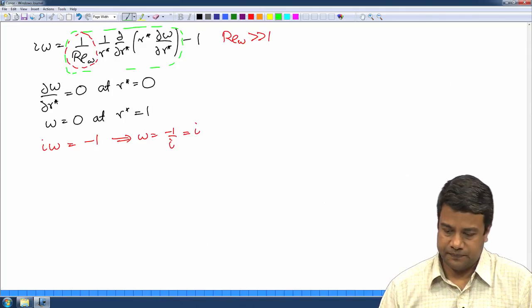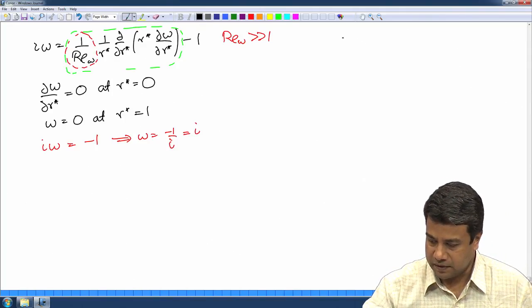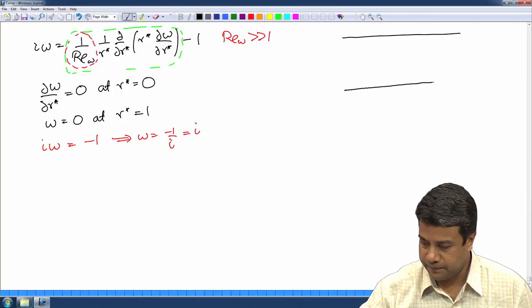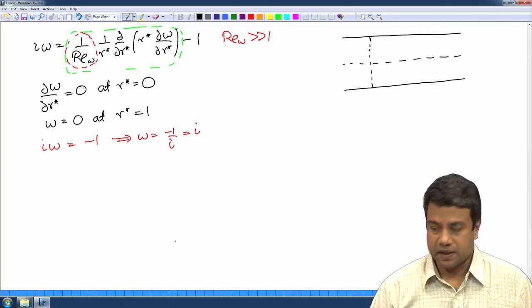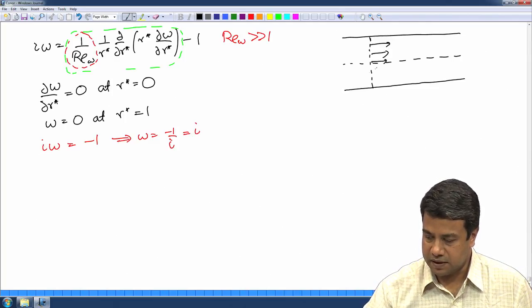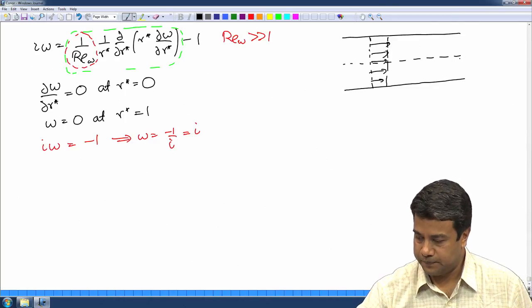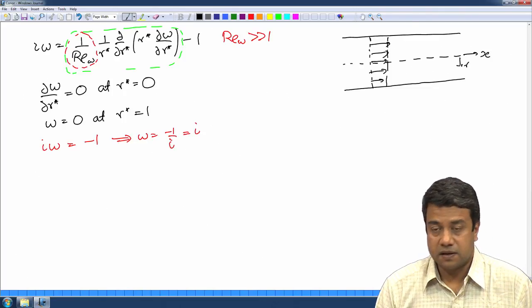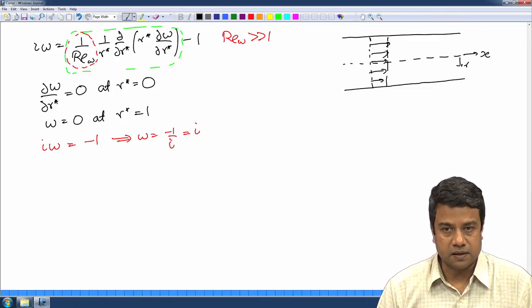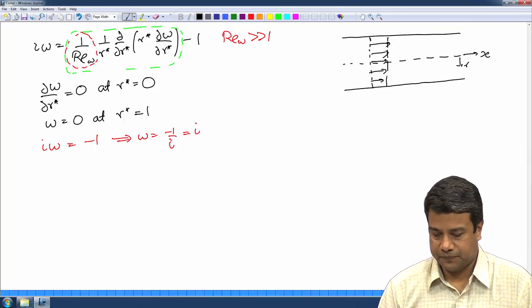Physically, what is the problem? Let us think about it physically. What the solution is predicting is that the velocity is just a constant. At any instant of time, the velocity is just a constant independent of radius. So, what the solution is predicting is that the velocity is a constant. This constant is not able to satisfy the no slip condition at the wall.